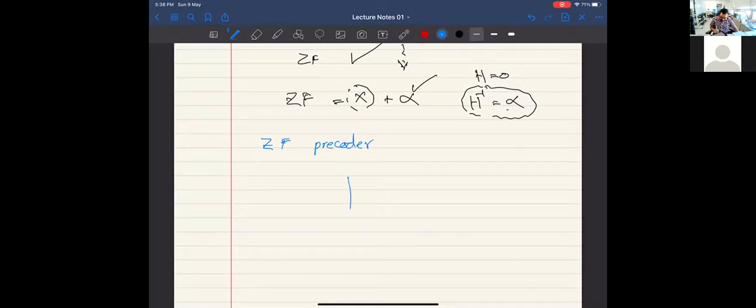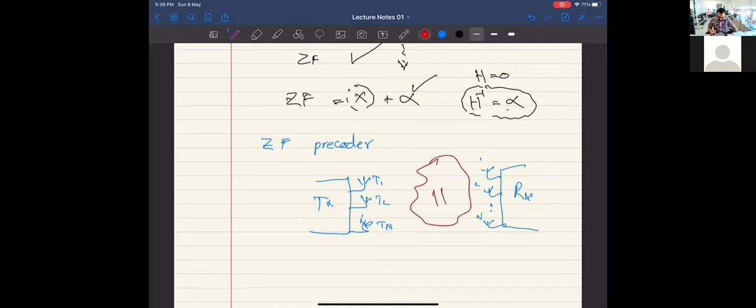So let me draw that diagram again. You have the transmitting antennas. You have a couple of antennas on the transmitter side. This is T1, T2, and up to TN. And then you have the receiver here. And then you have a couple of receiving antennas as well, 1, 2, up to N. Then you have the channel here, which is H.